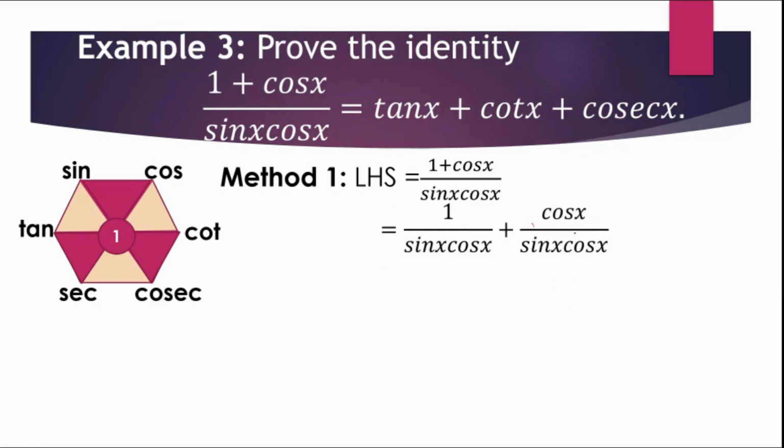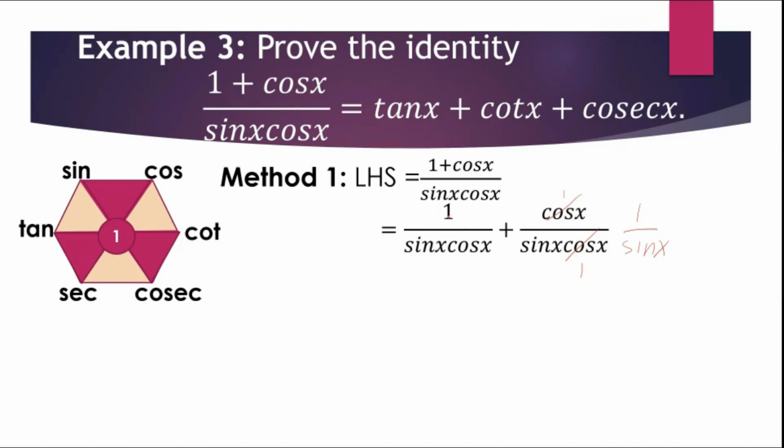We can simplify the second expression. This becomes 1 over sine x. Ano nga ba yung 1 over sine x? That's the reciprocal of the sine function, which has an opposite of cosec. So, ibig sabihin, 1 over sine x is already equal to cosecant x. Nakuha na natin yun, si cosecant x.